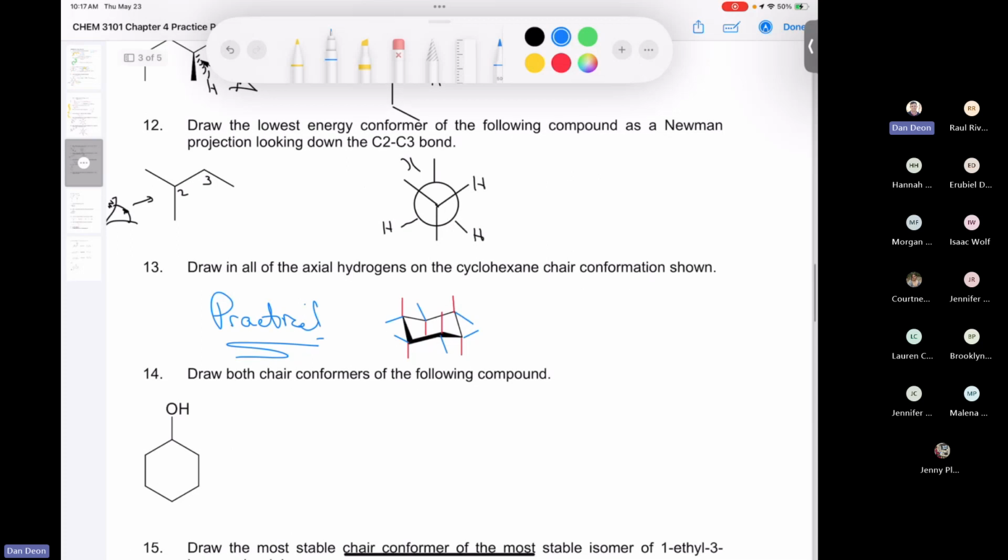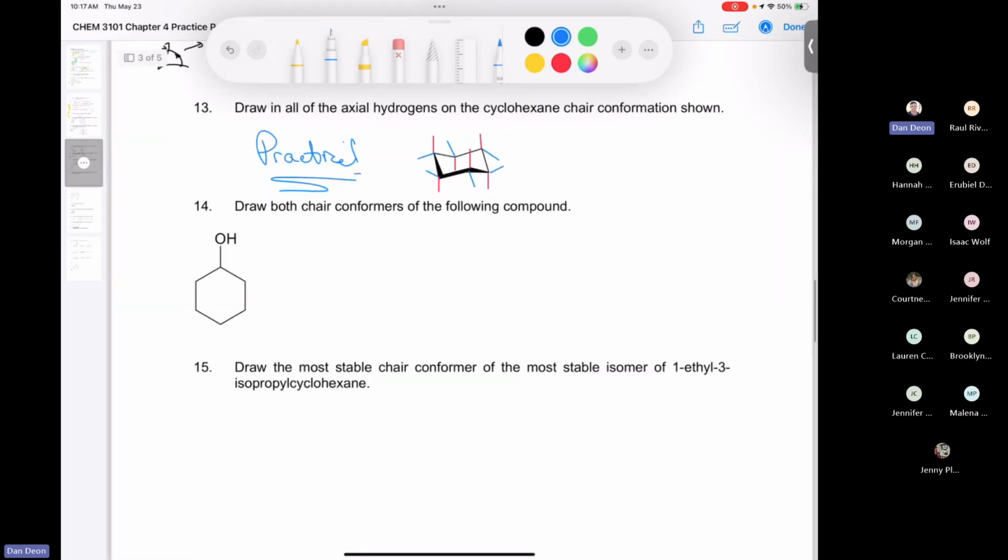All right, next one says draw both chair conformations or conformers of the following compound. So draw a chair, something like this. There's a chair. Draw another chair.